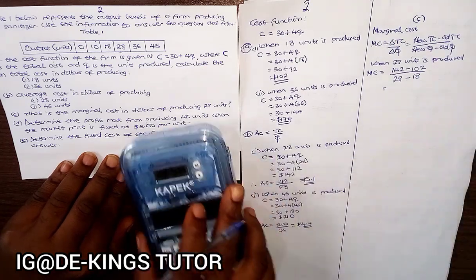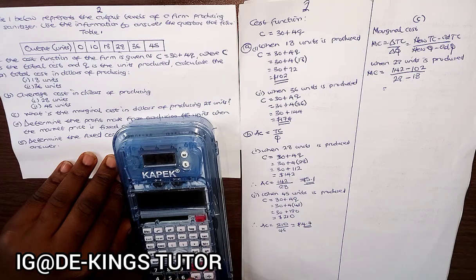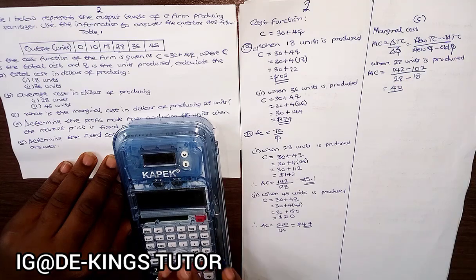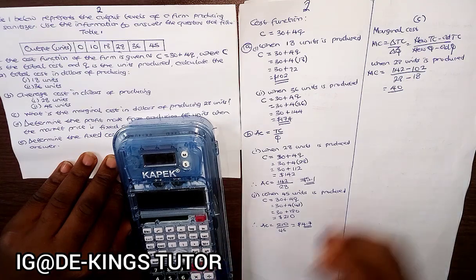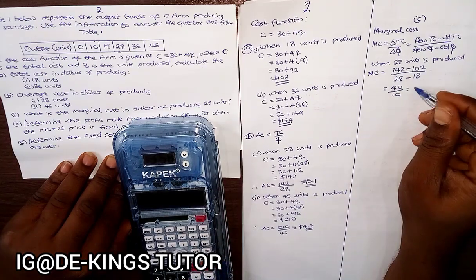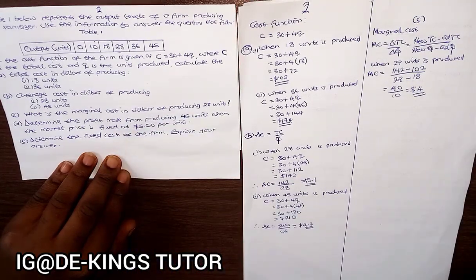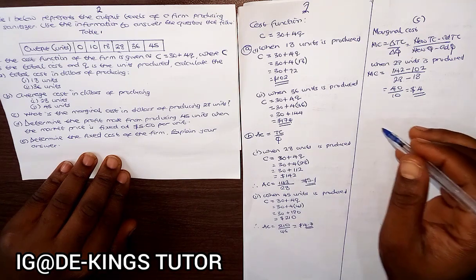So we now have 142 minus 102 is 40, over 28 minus 18 is 10. So 40 divided by 10 gives us $4. Okay, so our marginal cost is what? $4. So that is for C.